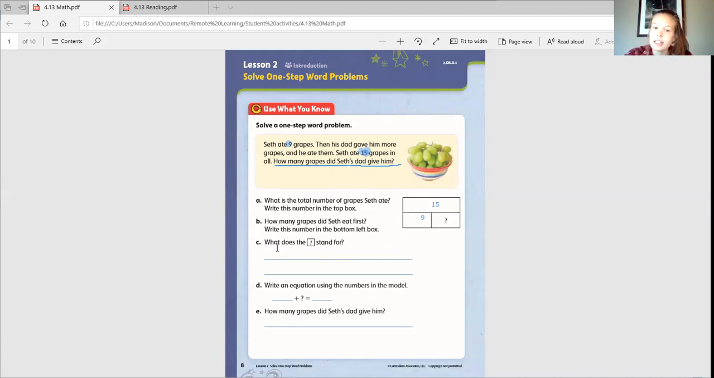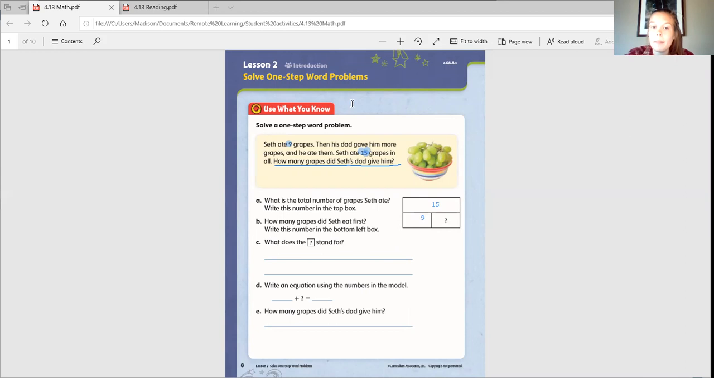And then question C says, what does the question mark stand for? What information in this story do we not know? We know that he ate 15 grapes in all. We know that he ate 9 grapes, so we're trying to figure out how many grapes his dad gave him that he also ate. So that's the third part of our puzzle.